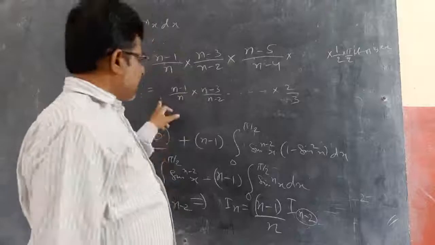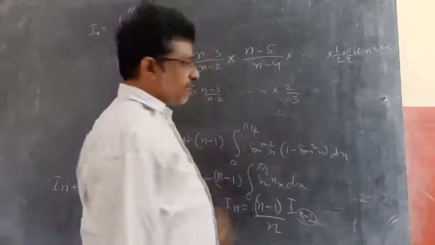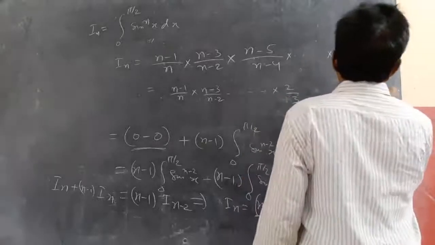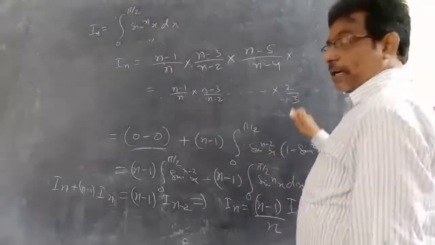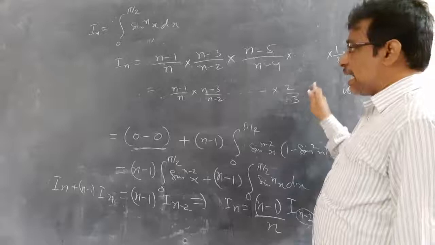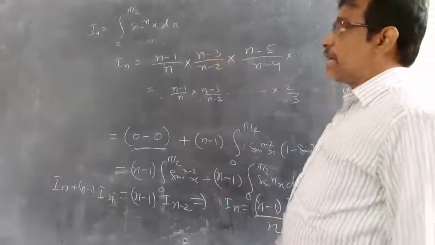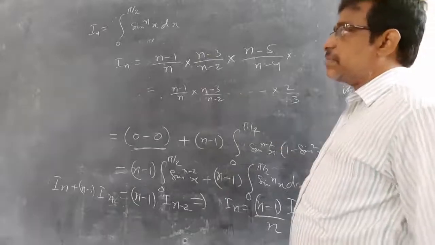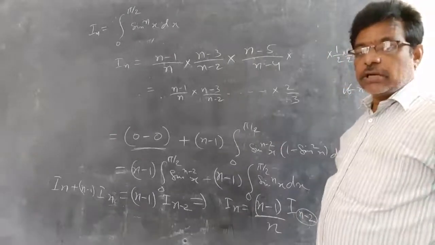And here, if n is odd, what happens? If n is odd, the last term is 2 by 3 you will get, and after 2 by 3, I1 you will get. I1 means sin power 1 x, and the integral of sin x is minus cos x, between the limits 0 to pi by 2.